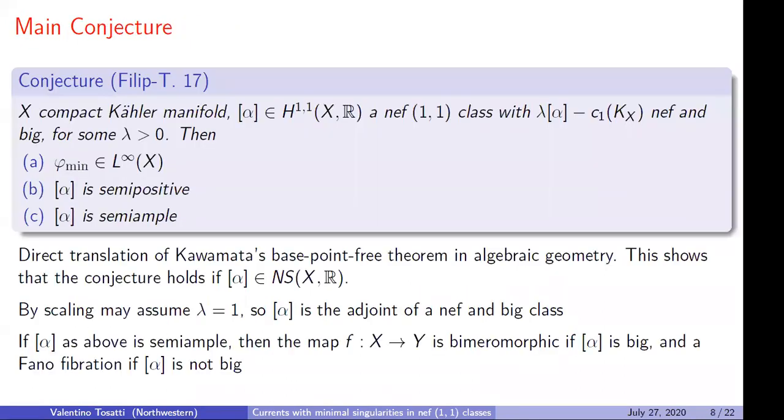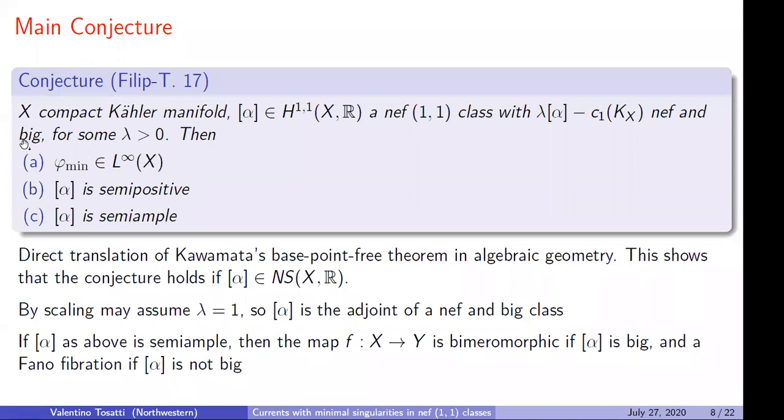So these are hard questions in general, but with Simone and Philippe, we proposed the following conjecture, which, as you will see, is just another direct translation of Kawamata's base point free theorem. Namely, if you have a compact Kähler manifold X and a class alpha which is nef, and now you add this condition involving the canonical bundle, namely that lambda alpha minus K_X should be nef and big for some lambda strictly positive, then we hope, the conjecture has three parts.